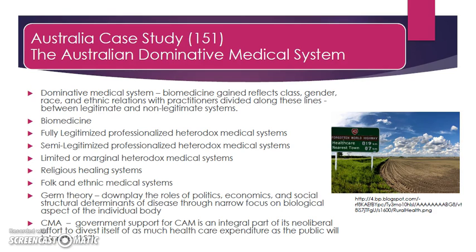So they break it down into these different aspects: biomedicine; fully legitimized, professionalized, heterodox medical systems; semi-legitimized, professionalized, heterodox medical systems; limited or marginal heterodox medical systems; religious healing systems; and finally folk and ethnic medical systems. They note that the germ theory of disease downplays the roles of politics, economics, as well as social structural determinants of disease through a narrow focus on the biological aspect of the individual body.